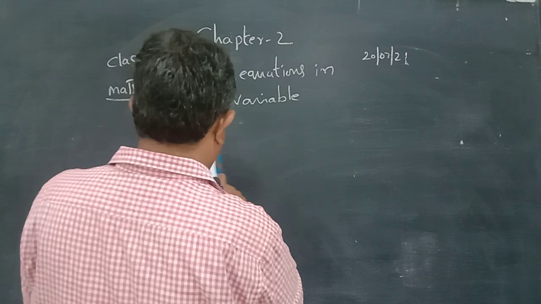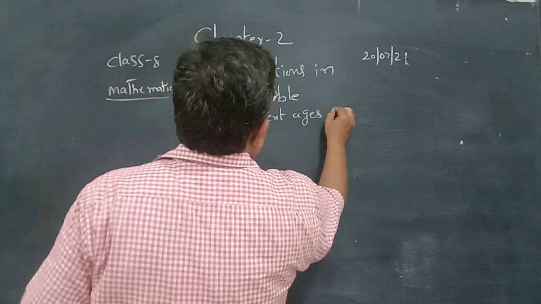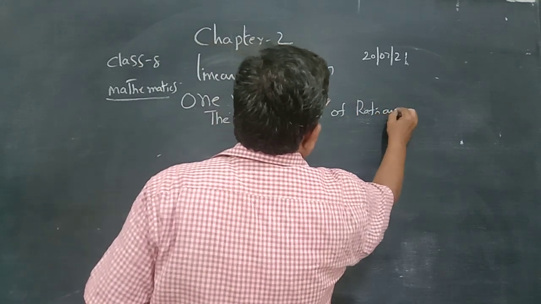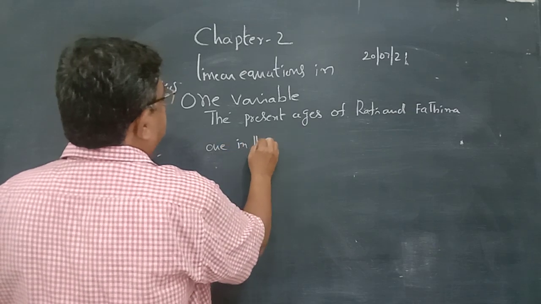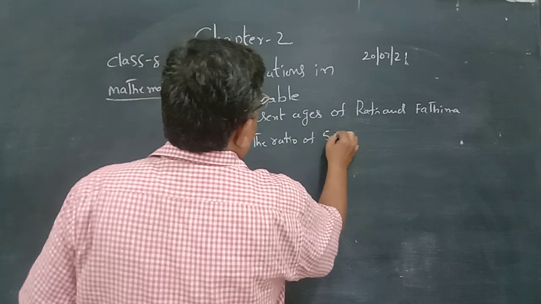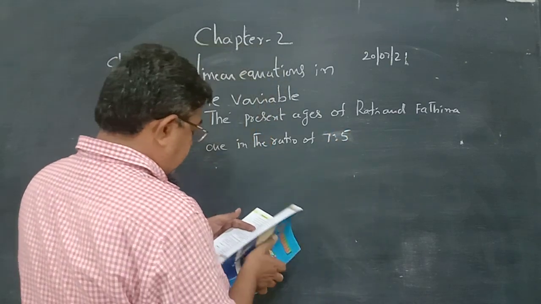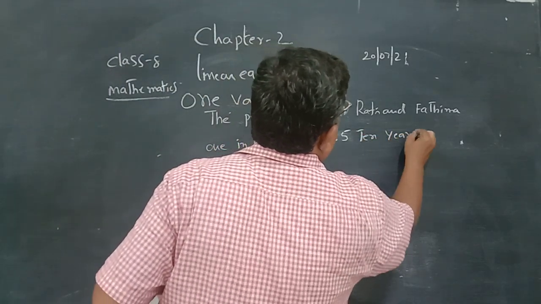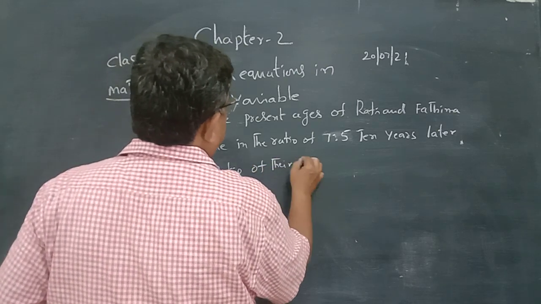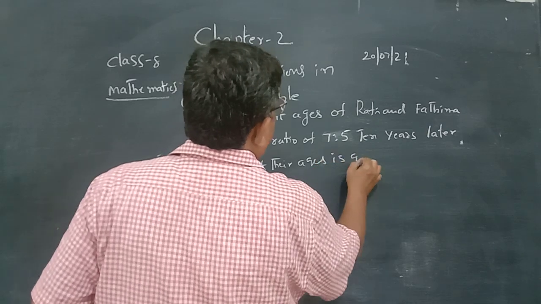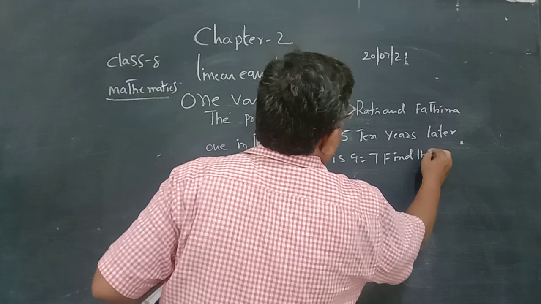The present ages of Rafi and Fatima are in the ratio of 7:5. 10 years later, the ratio of their ages is 9:7. Find their present ages.